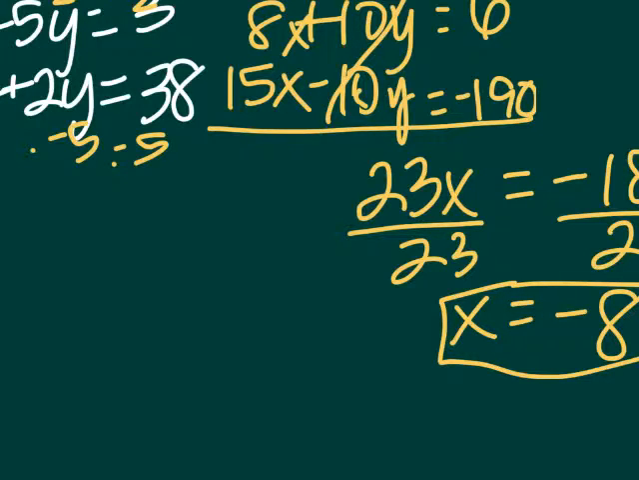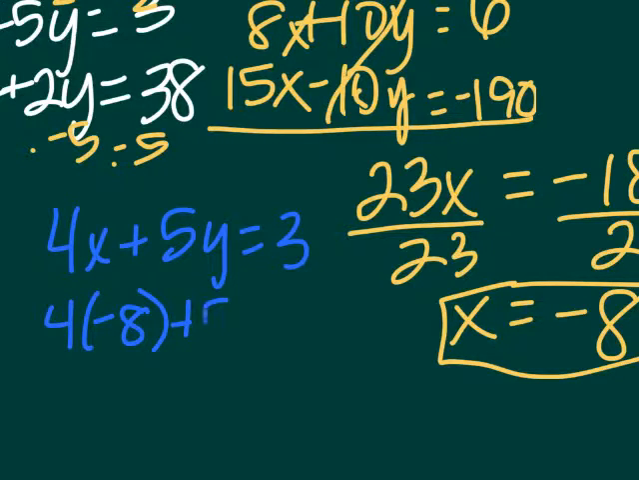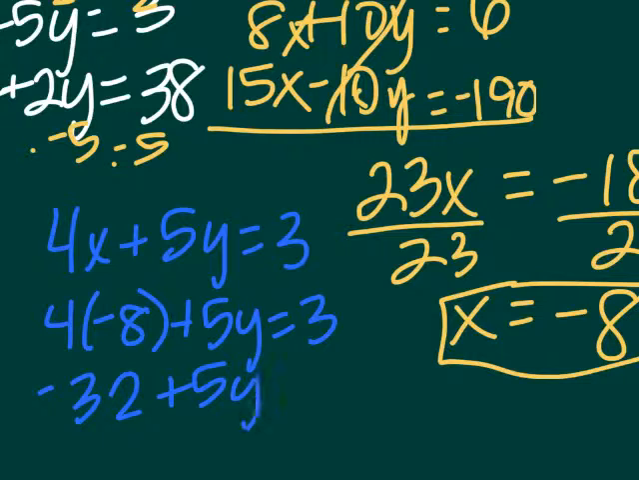4x plus 5y equals 3. And now we're going to plug in negative 8 for the x right there. So, 4 times negative 8 plus 5y equals 3. What's 4 times negative 8, Alexis? Negative 32. Plus 5y equals 3. And if I'm going to move that negative 32 to the other side, how would I do that? You would add 32, so these two would cancel out.